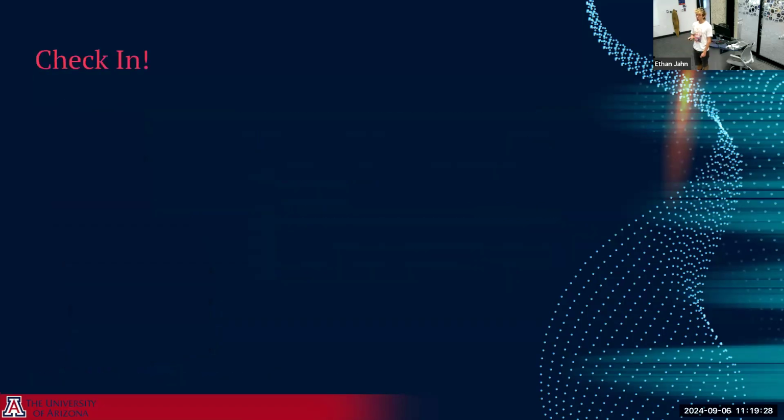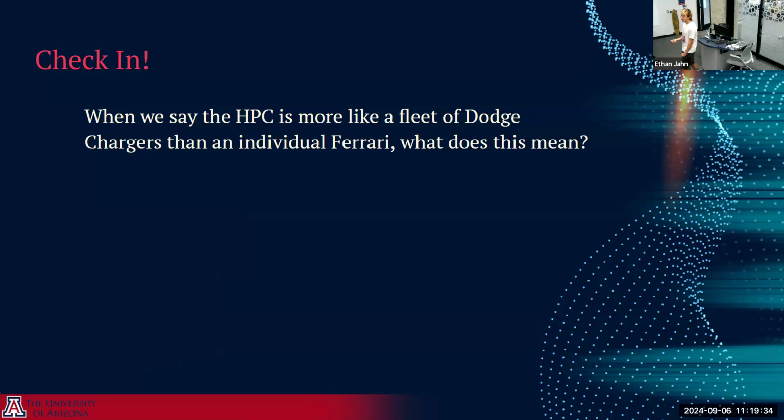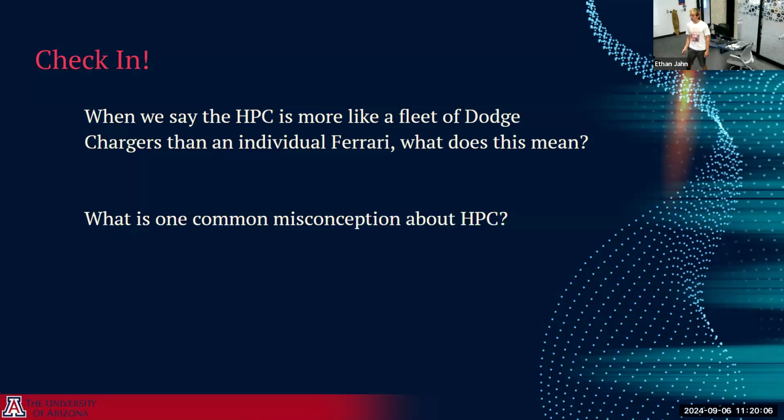So let's check in on what we've talked about so far. Can anybody tell me what it means when we say that the HPC is more like a fleet of Dodge Chargers than an individual Ferrari or sports car? What does that mean when we make that metaphor? It's a cluster of moderate level computers. It's not just one computer, it's a whole cluster of computers. Exactly. So it means that we have a large number of computers that are all working together rather than one highly advanced computer.